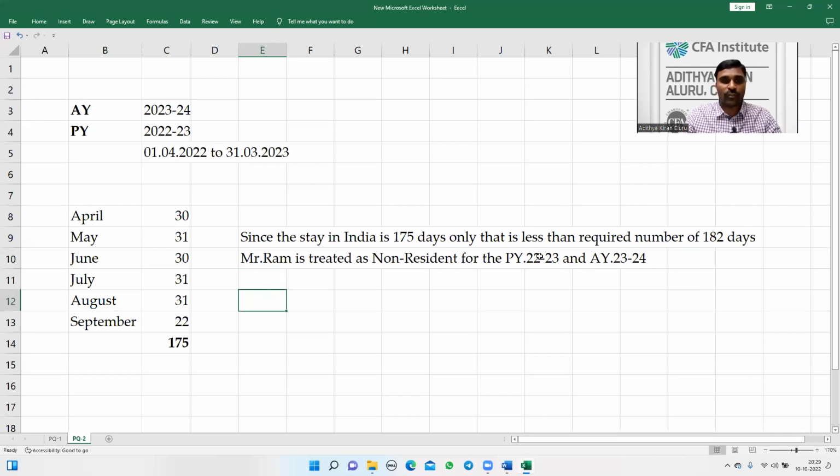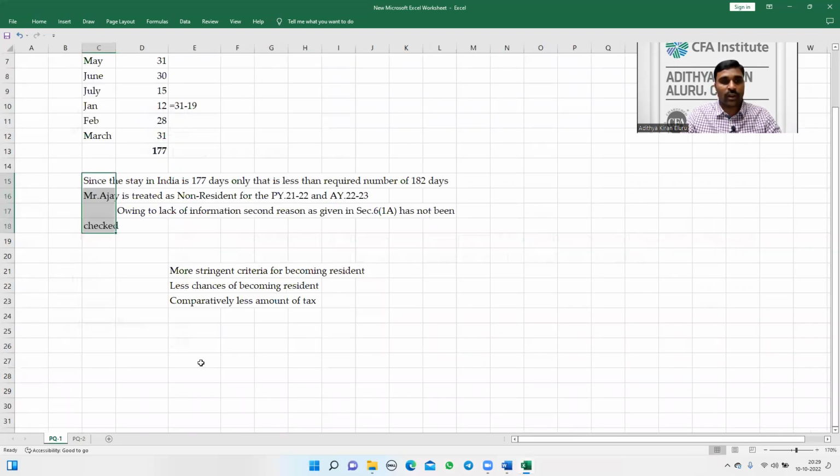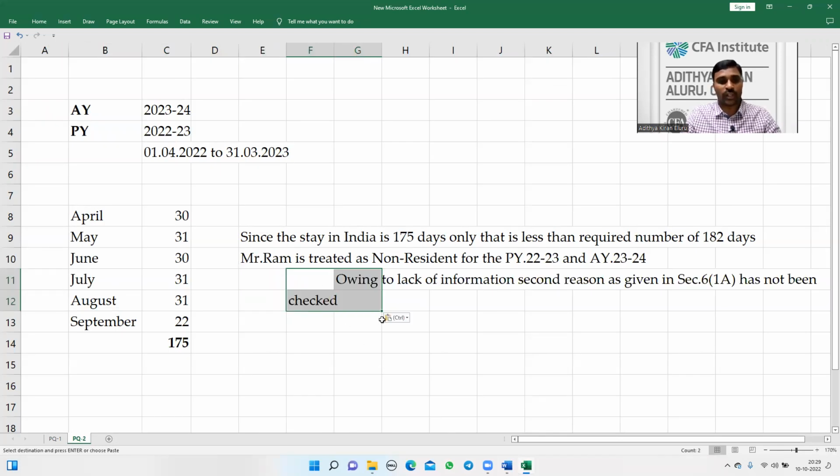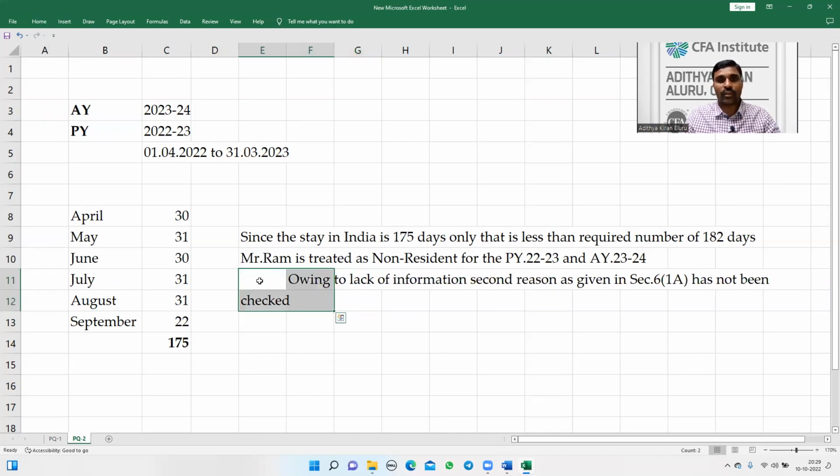As I told you, due to lack of information, the second condition is not verified. Owing to lack of information, the second reason as given in section 6 subsection 1(a) has not been checked. Therefore, he is a non-resident.